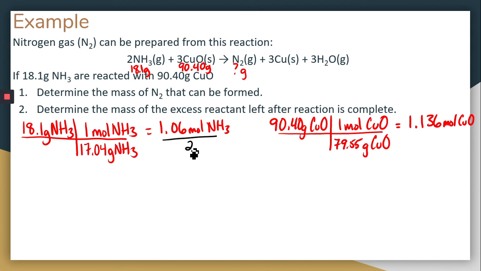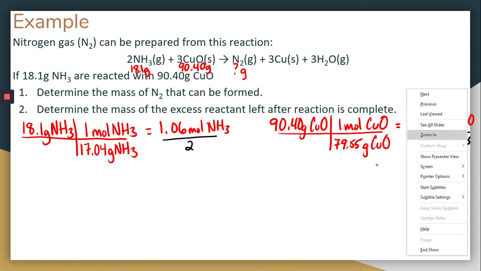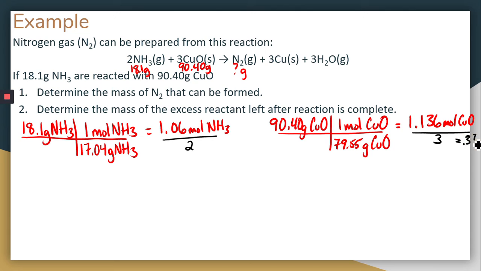All right, and then in our head, we want to divide by the coefficient. So in my head, this number divided by 2, and then over here, this number divided by 3. Which one is going to give you the smaller amount? If you need to, you can type it into the calculator, or you can do it in your head. This divided by 3 would give us something along the lines of 0.337, and over here this would give us along the lines of 0.53. So this is the smaller amount. That means that CuO is my limiting reactant and NH3 is my excess reactant.